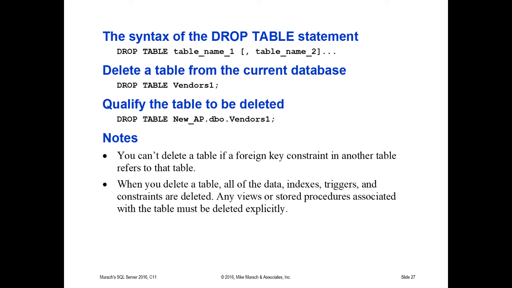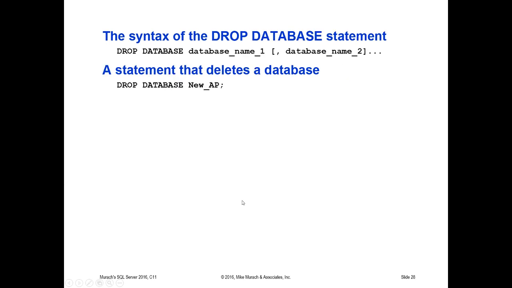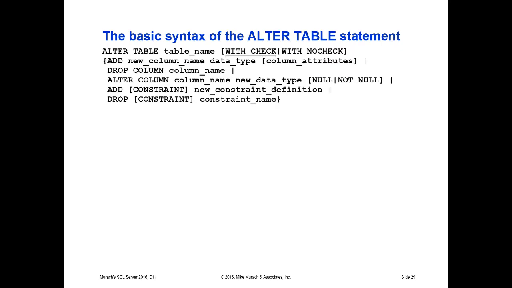When you delete a table, all of the data, indexes, triggers, and constraints are deleted. Any views or stored procedures are also deleted. We can drop our database with the drop database command. Get rid of the whole thing.